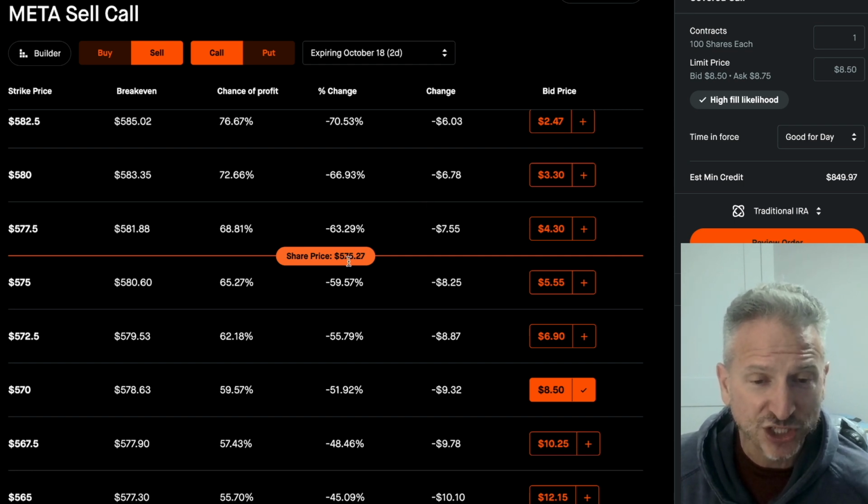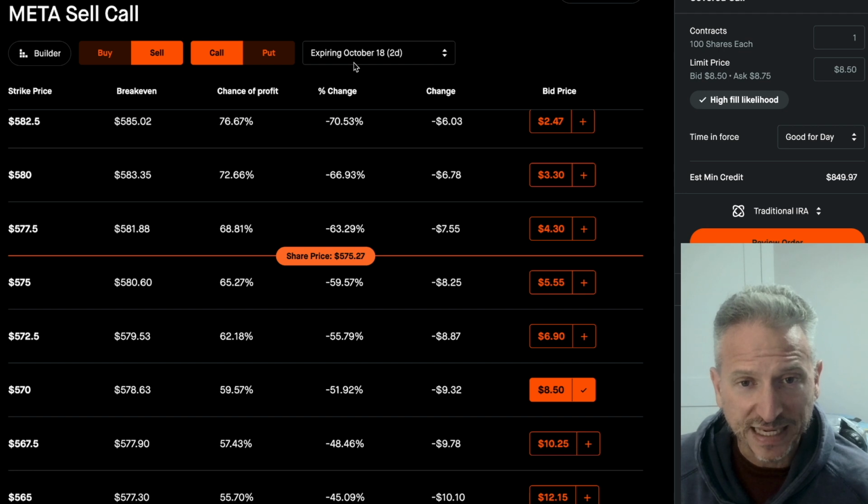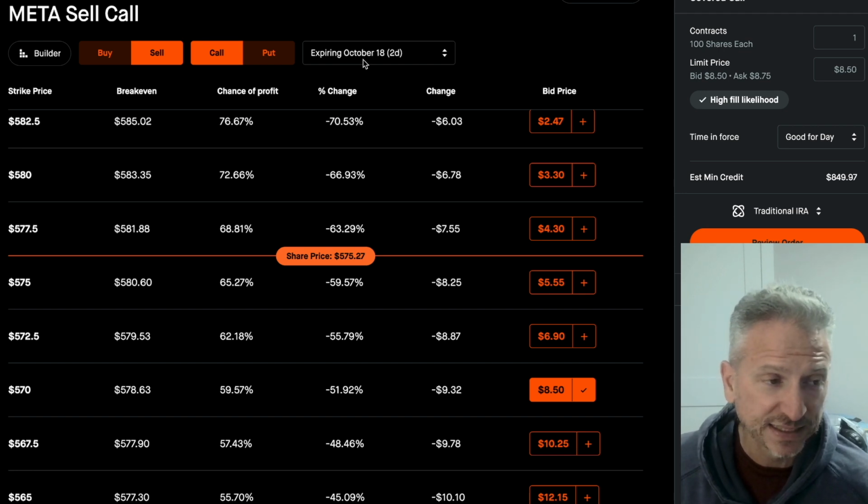We can see here the shares of Meta are already at $575.27. So this would be considered an in-the-money call. That is, you're selling a covered call that's already in the money. And it's in the money $575.27 minus $570, $5.27. Now the other big key term is the expiration date because that gives us our time value. The $5.27 is the intrinsic value. The expiration date is in 2 days, October 18th, right?